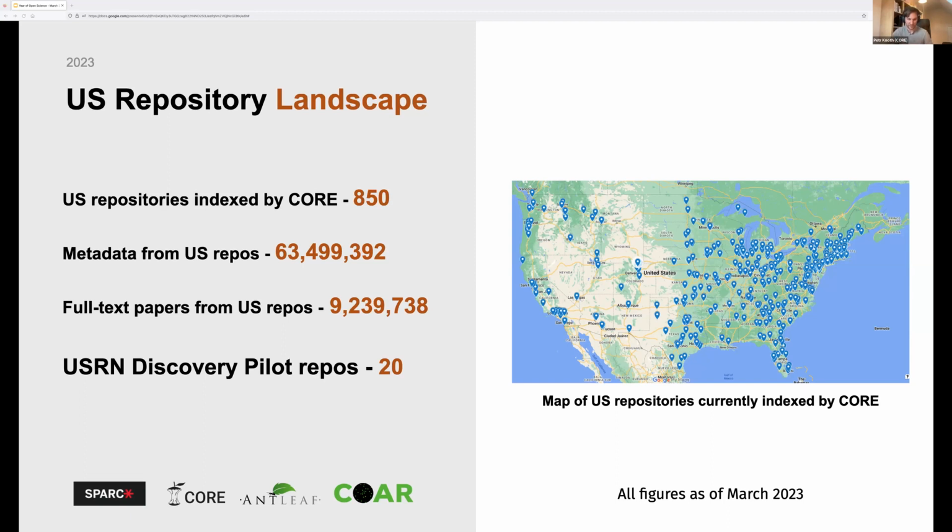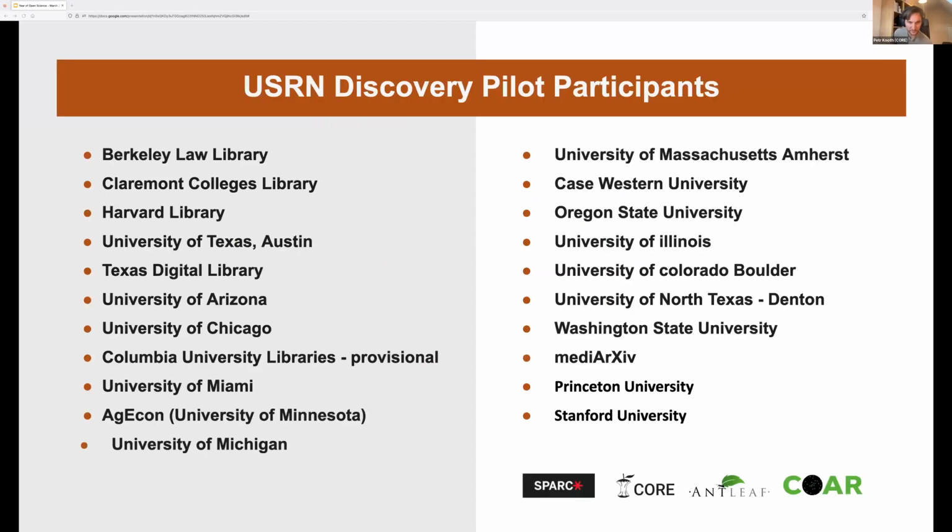And so as a result of that, as part of the USRN project, we said that we are going to initially take 20 repositories who we will be helping, basically, and working with more closely. Next slide, please. And these are the institutions that have accepted participation in the USRN Discovery pilot. Next slide, please.